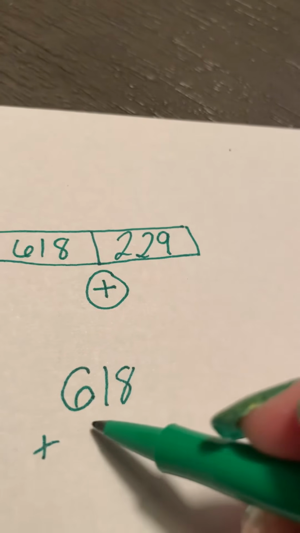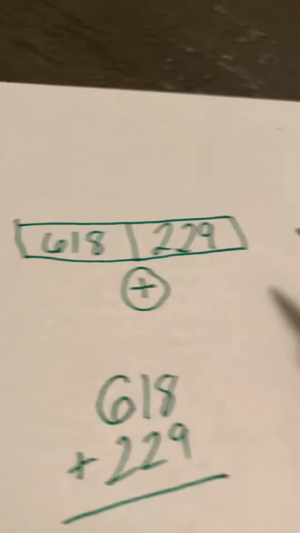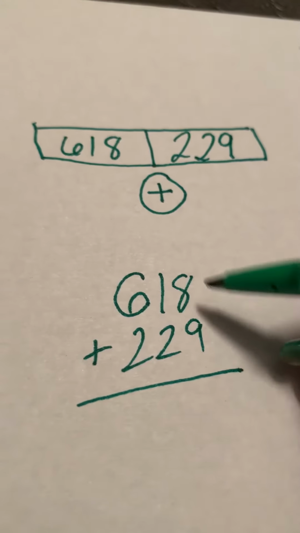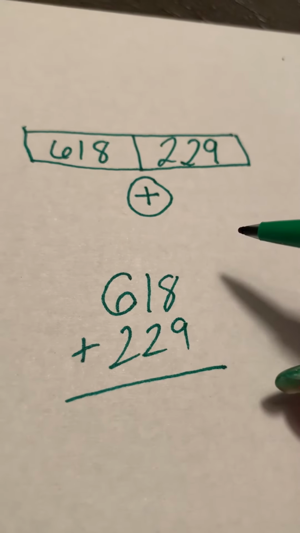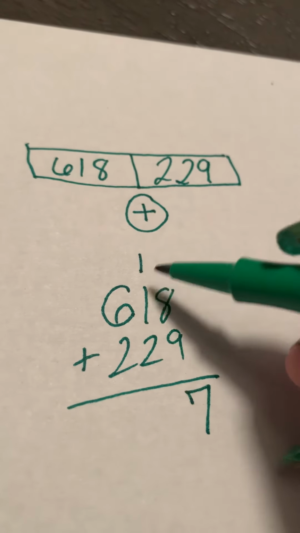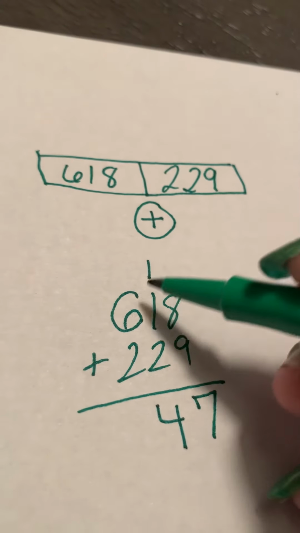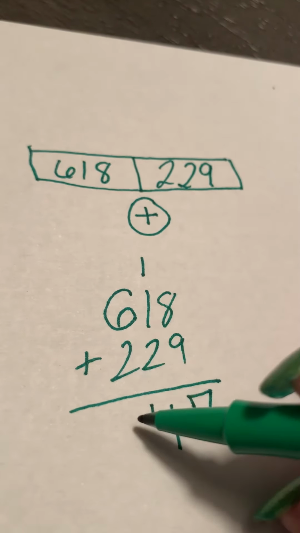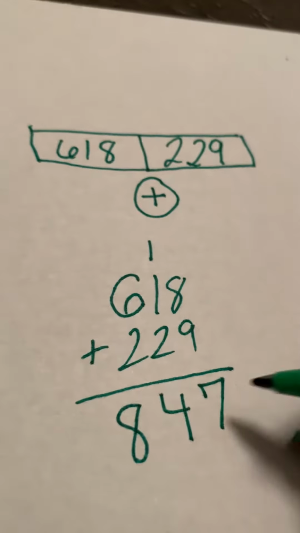618 plus 229. Don't forget to regroup, and make sure you're lining up your numbers with the correct place value. So I have 8 plus 9. What is 8 plus 9? That gives me 17. I carry the 1. 1 plus 1 is 2. 2 plus 2 is 4. And then I add the last column, 6 plus 2 equals 8. So we have a total now of 847 pieces.